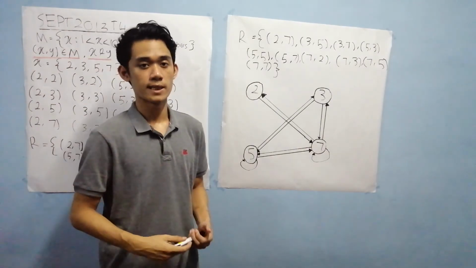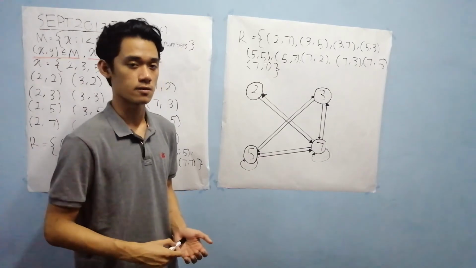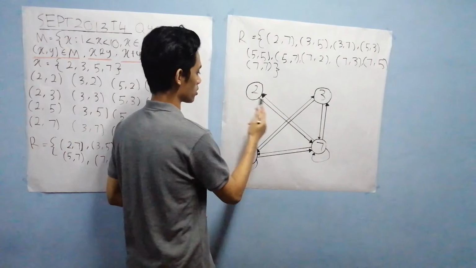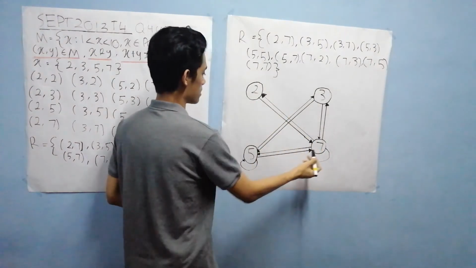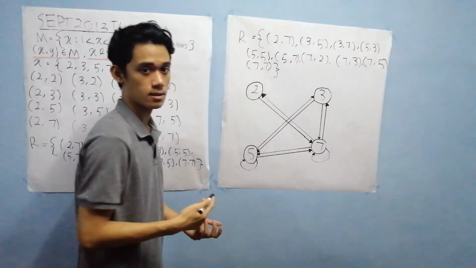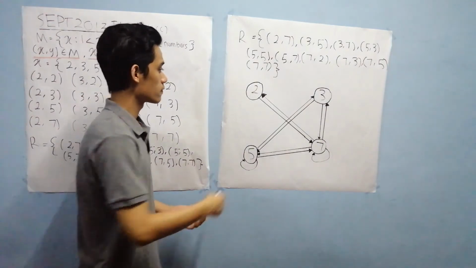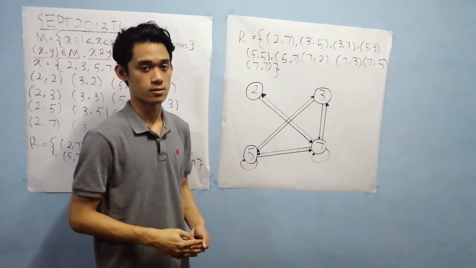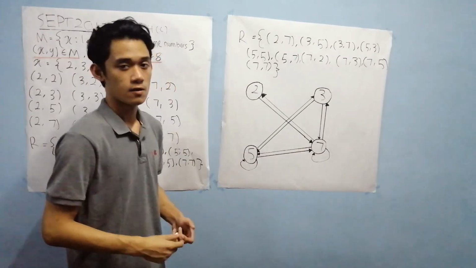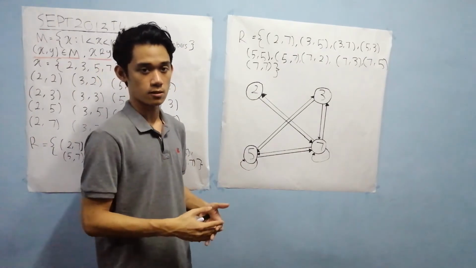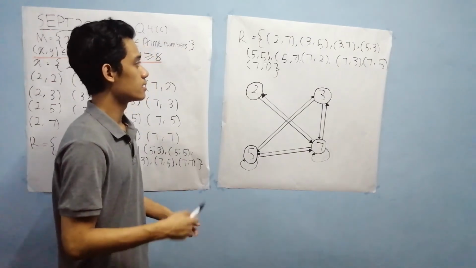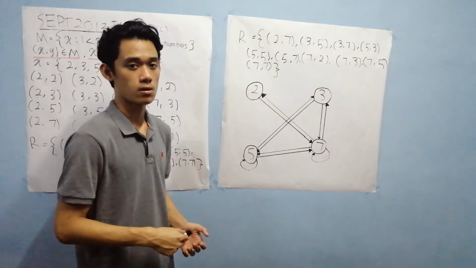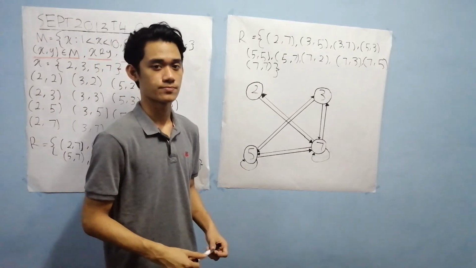For transitive, we can say that this graph is not transitive. This is because there is an edge from 2 to 7 and 7 to 5, but there is no edge from 2 to 5. So we conclude that this graph is not transitive. From the properties of the relation, we can state that this graph of R is not a partial order or equivalence relation.